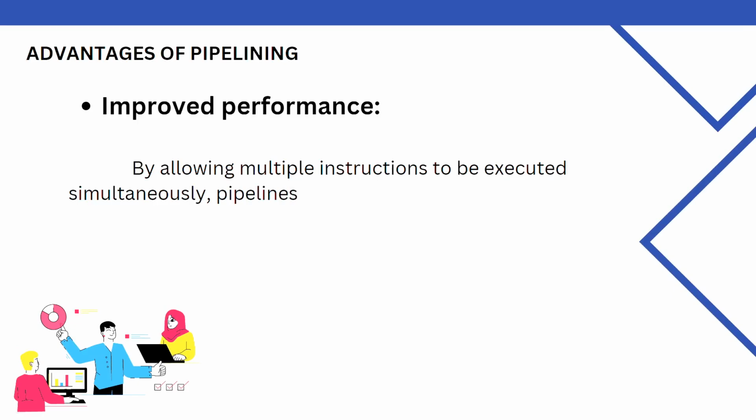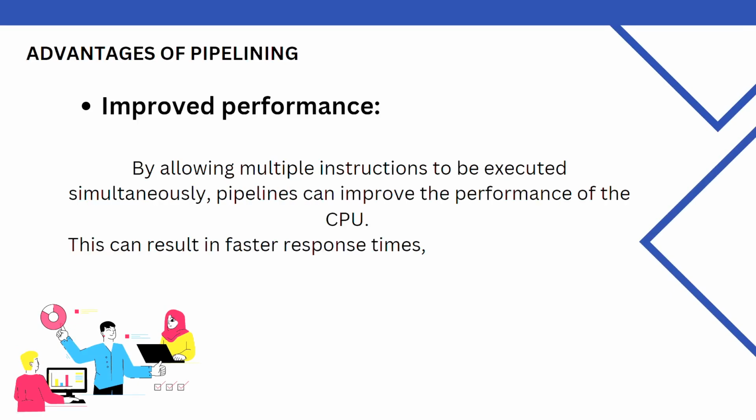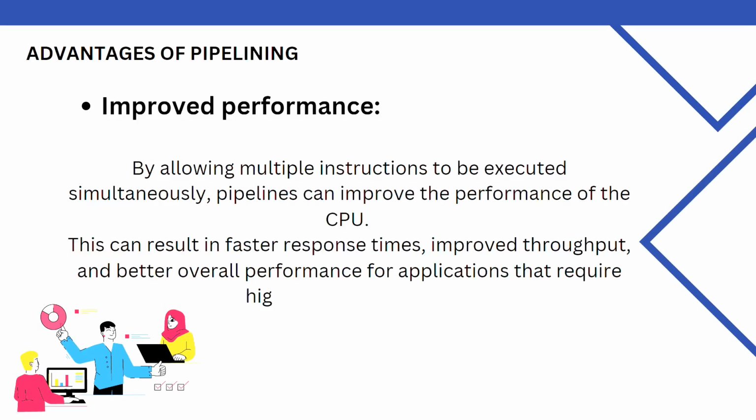Improved performance. We know that performance is inversely proportional to the execution time. By allowing multiple instructions to be executed simultaneously, pipelines can improve the performance of the CPU. This can result in faster response times, improved throughput, and better overall performance for applications that require higher processing power.